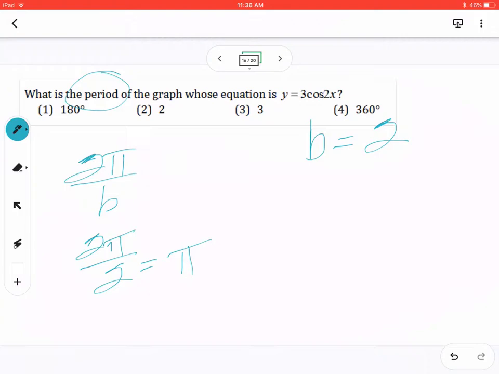pi radians. And in degrees, the question has two choices in degrees. Pi radians is 180 degrees, making our period 180 degrees, or pi radians.